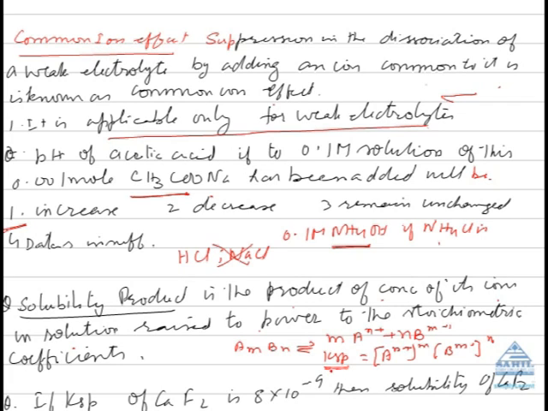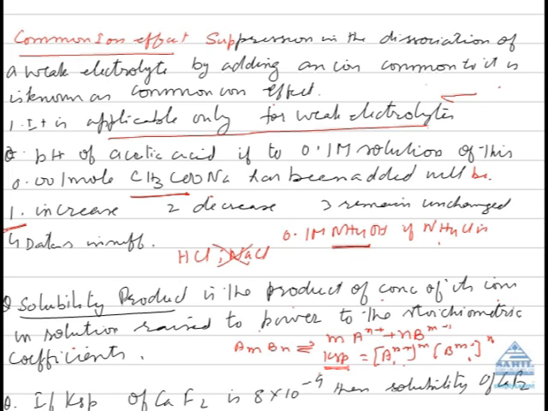Once again, the solubility product is constant. It will only change with temperature. It does not change with the change in concentration of A or B. No doubt, if you somehow increase the concentration of ions, then equilibrium will shift in the backward direction so that the value of Ksp remains constant.